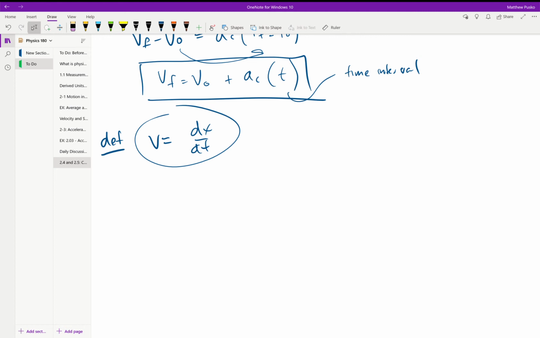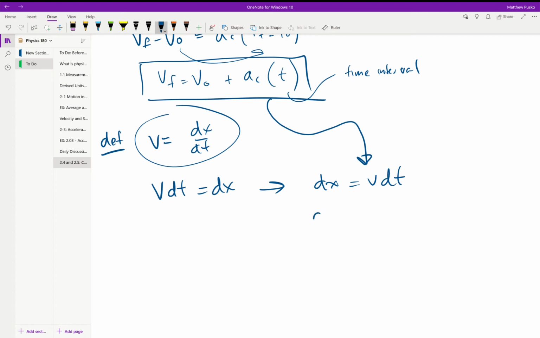Take dt, separate the variables, I get v dt is equal to dx. I'm going to actually rewrite that. dx is equal to v dt. And what we need to do is take our answer for v and put it right there. So I get v naught plus our constant acceleration times time. And that needs to be integrated with respect to t.